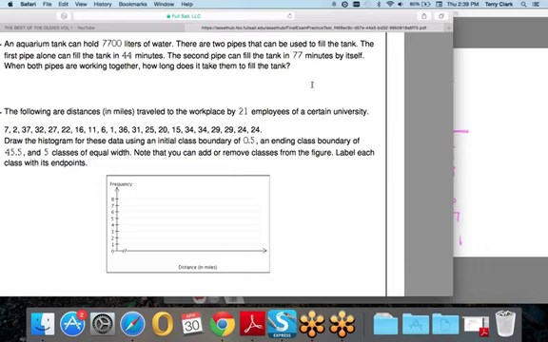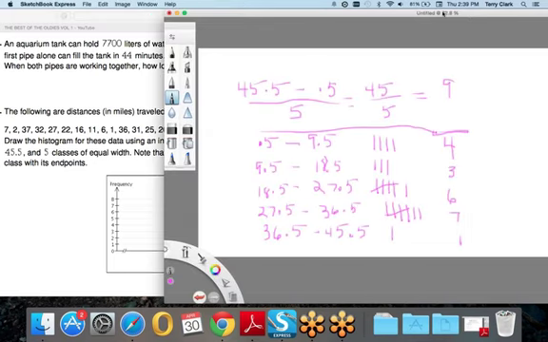Now the thing it tells us to do is label each class with its endpoints. It says endpoints and not midpoints. If it said midpoints, we would have to find the middle of 0.5 and 9.5. We could do that by adding 9.5 and 0.5 together, which gives us 10, but we don't have to do this because they didn't say use the midpoint. They said use the endpoint.